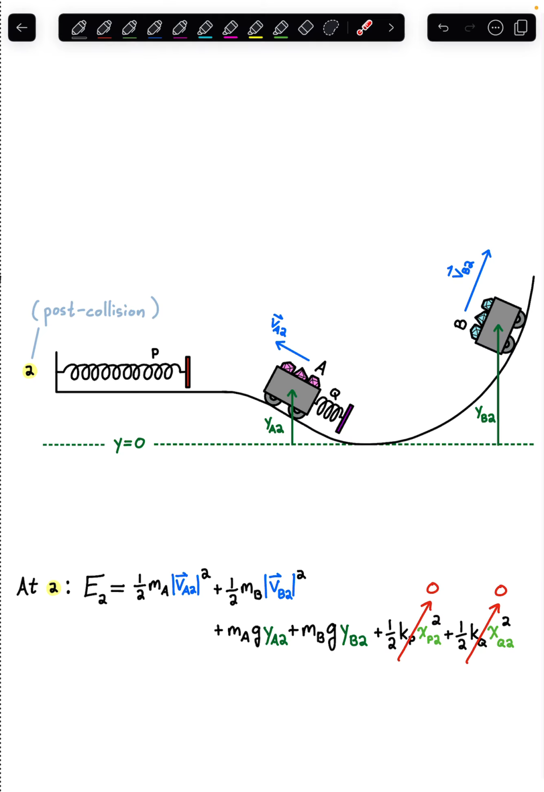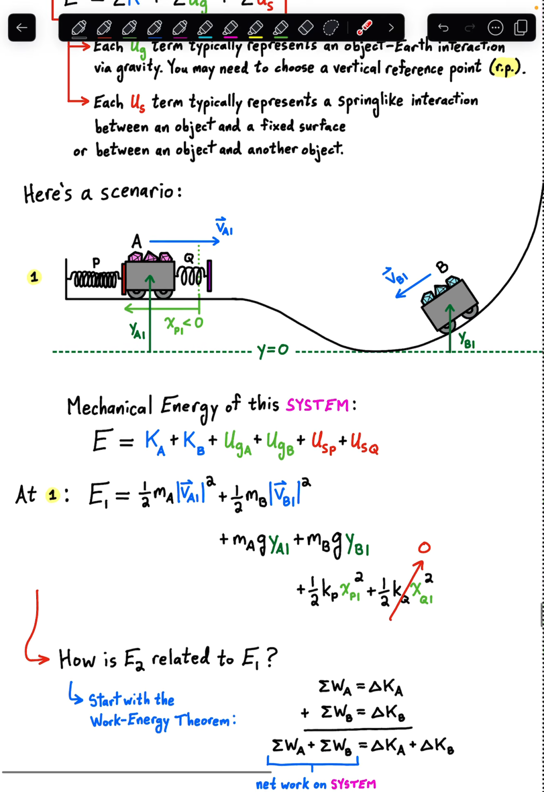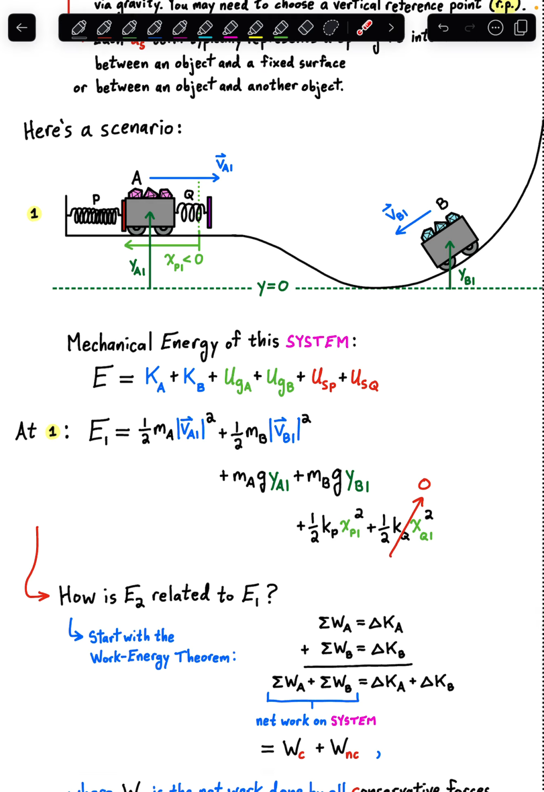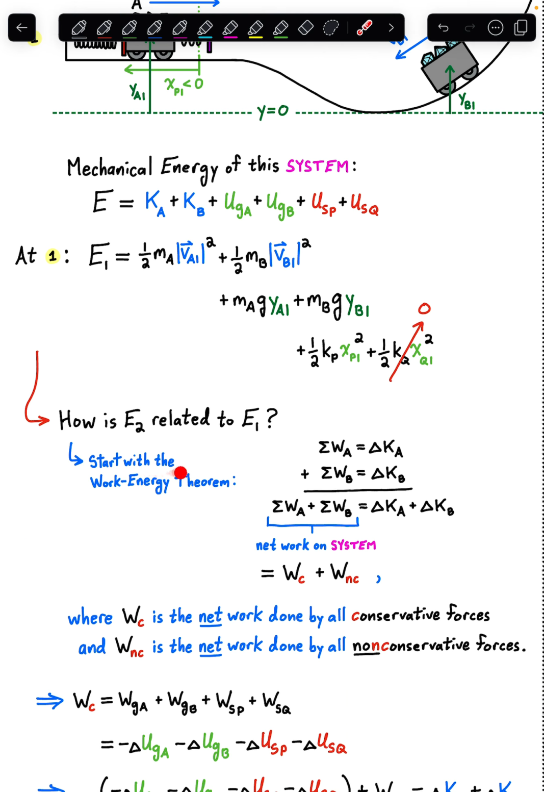This is all well and good. We can write down an expression from the mechanical energies at these 2 moments. But then the natural question would be, well, how is E2 related to E1? How are the mechanical energies at these 2 moments related to each other? And so we're about to show that. Starting with the work energy theorem, here comes a derivation of our conservation of mechanical energy principle.